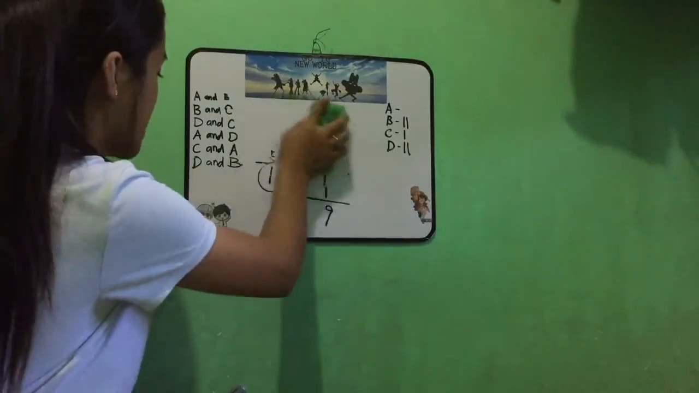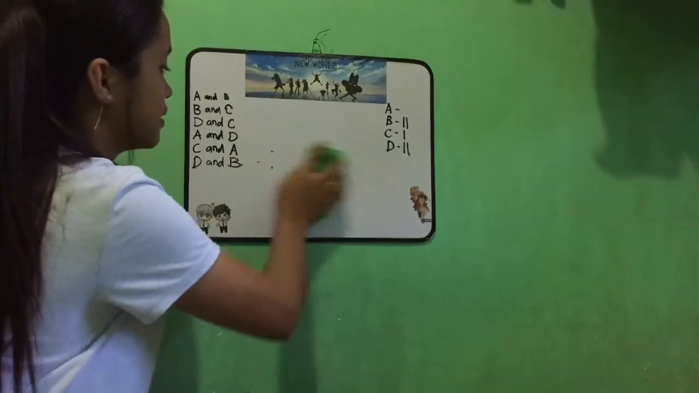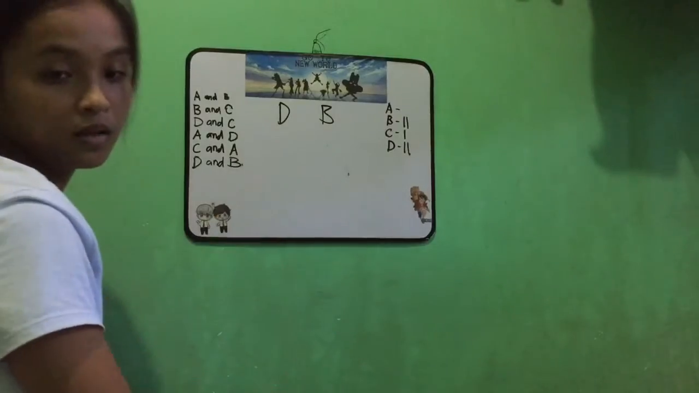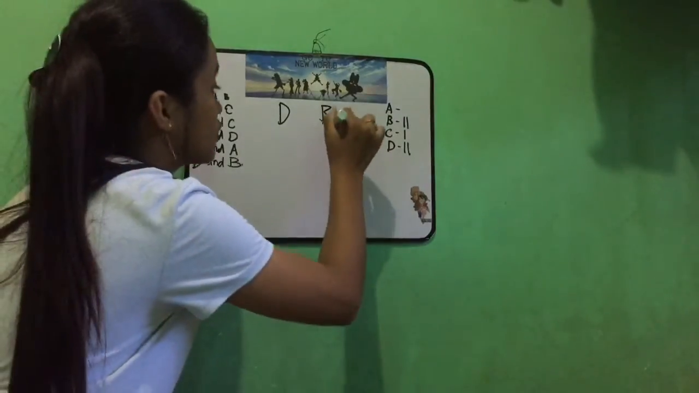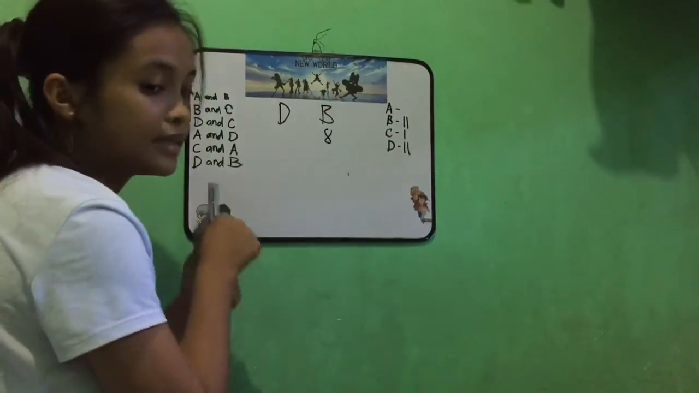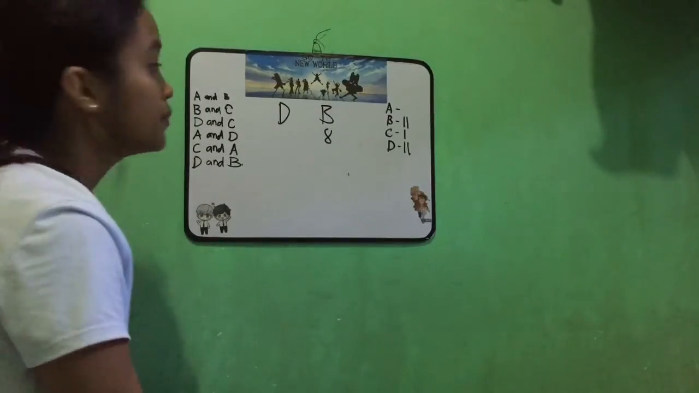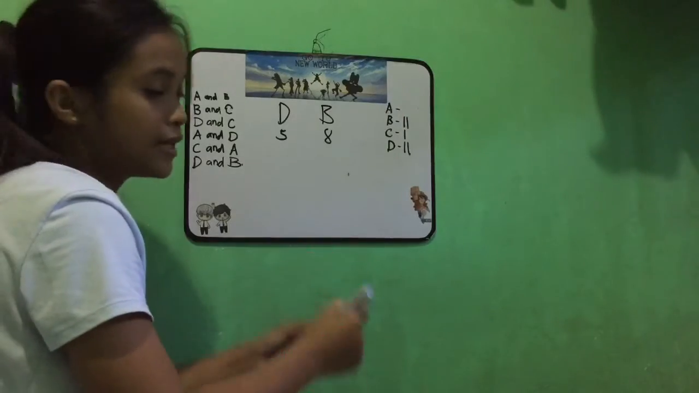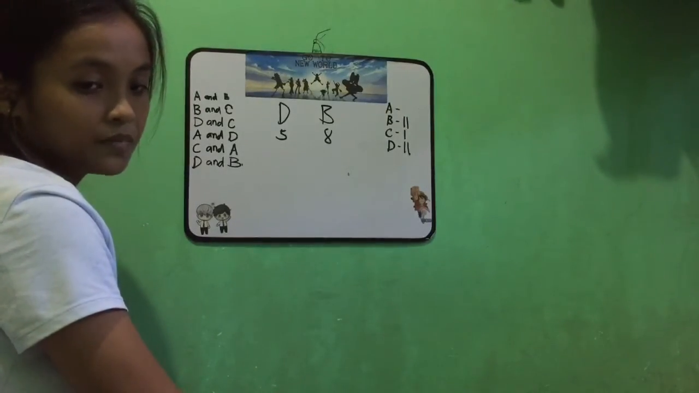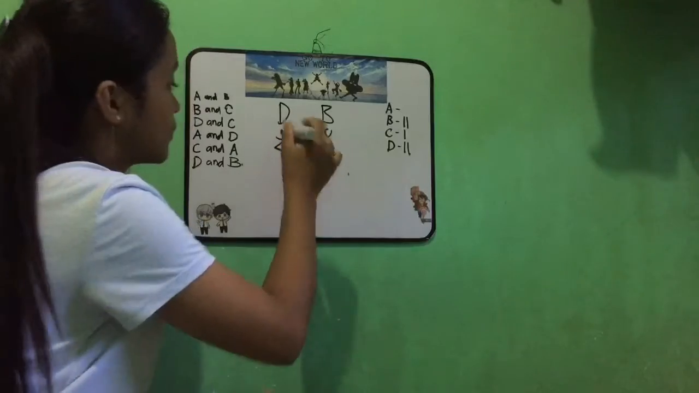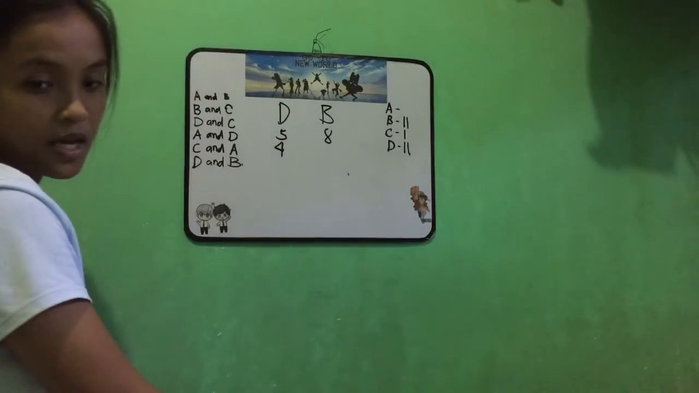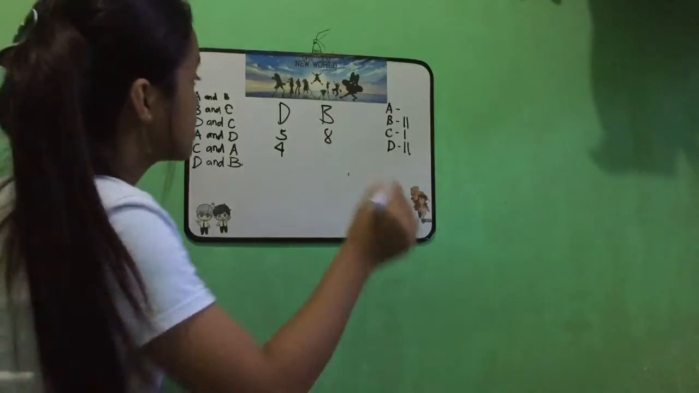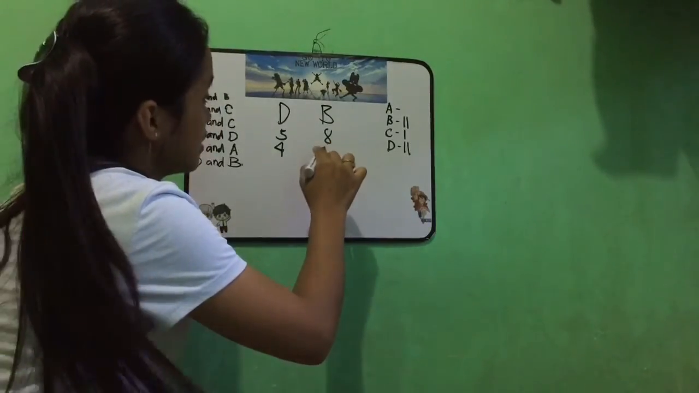So the last pair is D and B. In the first column, B will have 8 votes since it appeared earlier than D. In the second column, B will have 5 votes since it appeared earlier than D. Next column, D will have 4 votes since it appeared earlier than B. Next column, B will have 2 votes since it appeared earlier than D.